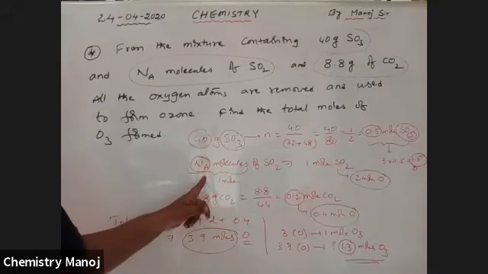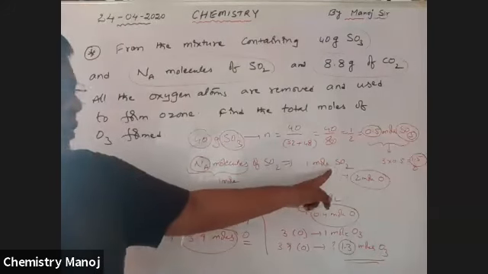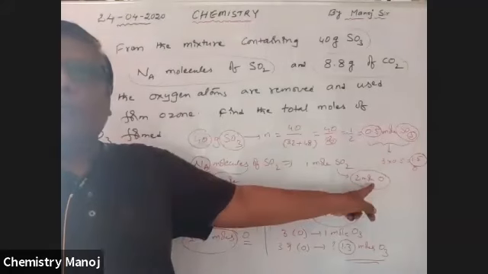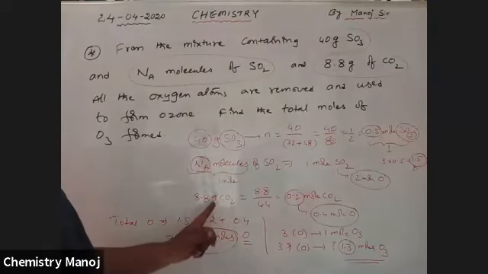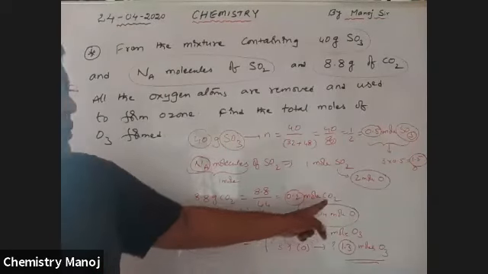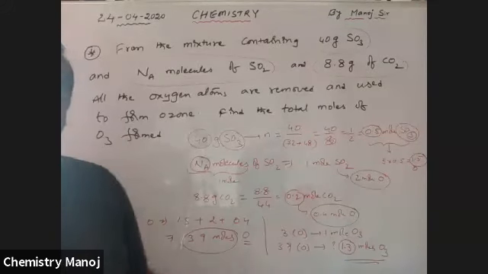Avogadro number of molecules is nothing but 1 mole. 1 mole SO2 contains 2 moles oxygen atoms. Next, 8.8 grams CO2 means weight by molecular weight, 0.2 moles. 1 mole CO2 contains 2 oxygen atoms, so 0.2 moles contains 0.4 moles.